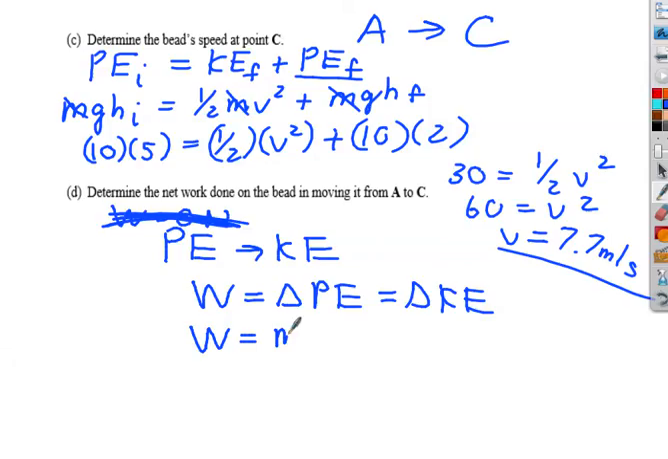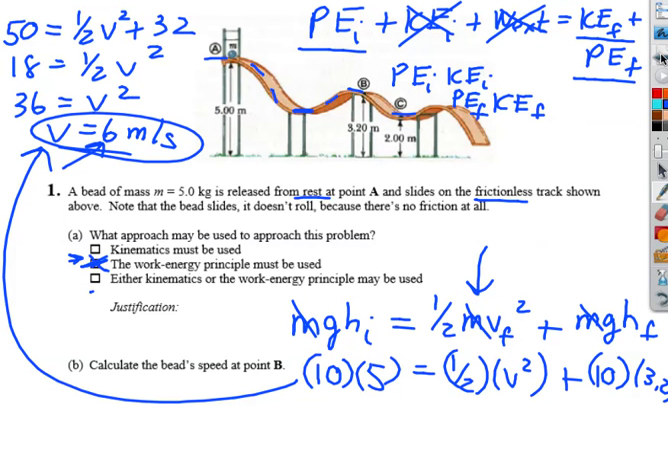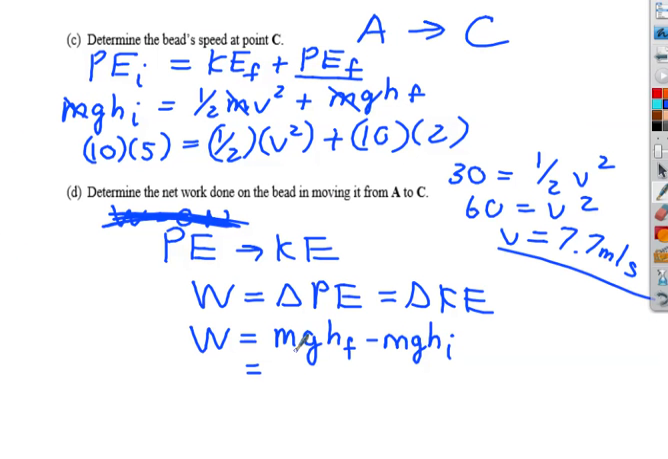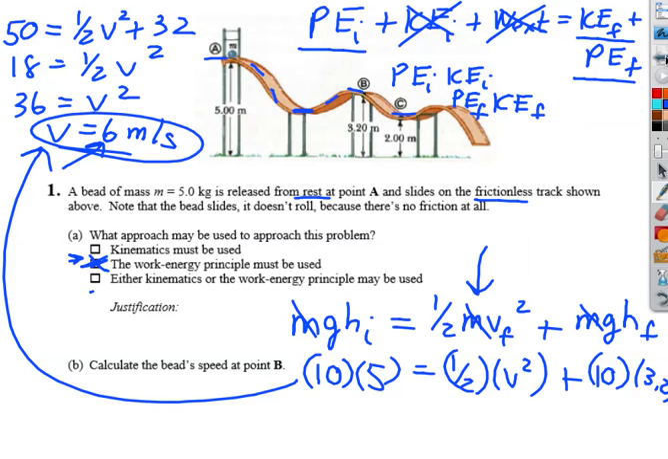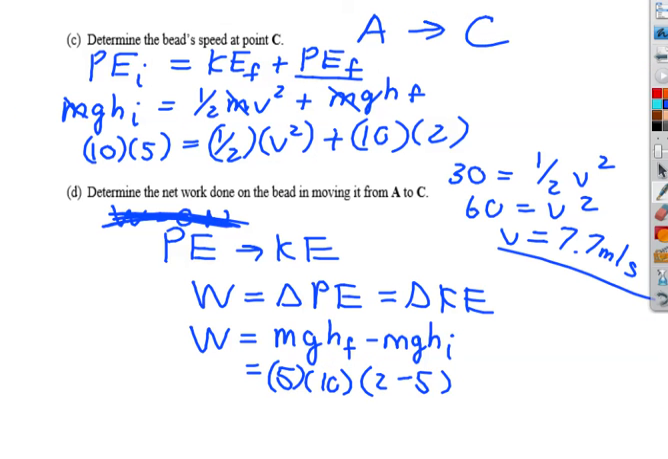It's going to be mghf minus mghi. This will equal, what is the mass of this thing? 5 kilograms. So I'm going to pull that out. It's going to be 5 times 10. I'm going to pull mg out and do, what is this? 2 minus 5. Just double checking. That's correct. And so you can see what we get here. It's going to be 50 times negative 3, negative 150 joules.